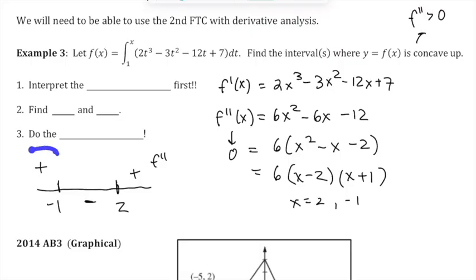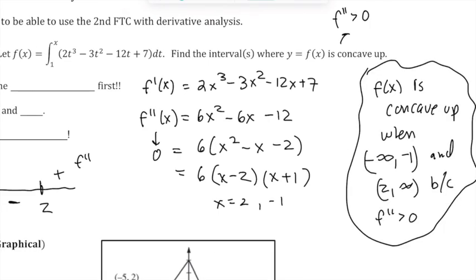So it looks like we have negative infinity to negative 1, and then 2 to infinity. So f of x is concave up when we're from negative infinity to negative 1 and 2 to infinity, because that's where the second derivative is positive.